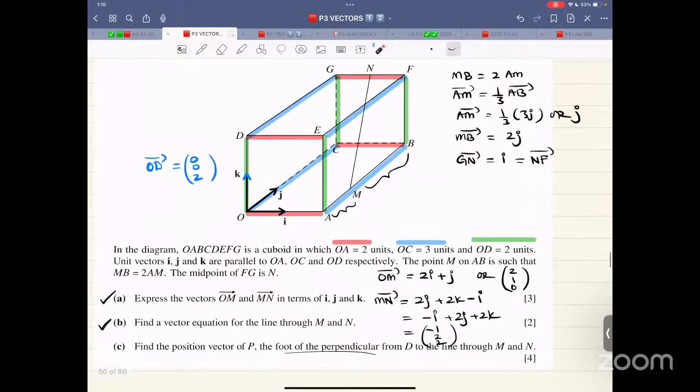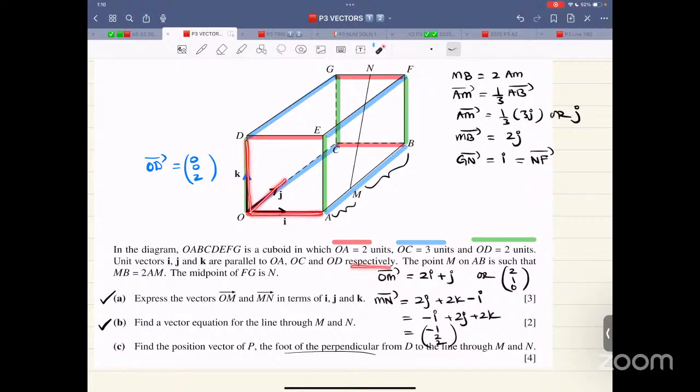Something about this box thing. It says in the diagram, OABCDEFG is a cuboid in which OA is 2 units, OC is 3 units. OC, it's not drawn to scale or it looks weird. This is 3 units. OD is 2 units. Unit vectors i, j, k are parallel to OA, OC, OD respectively.